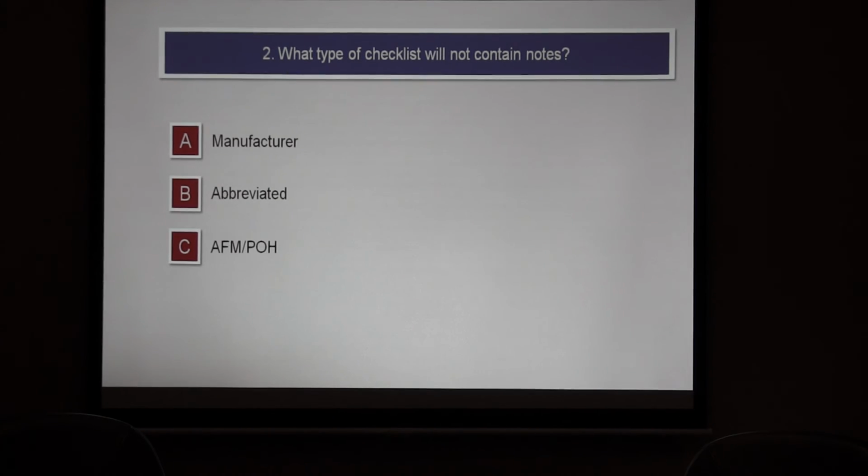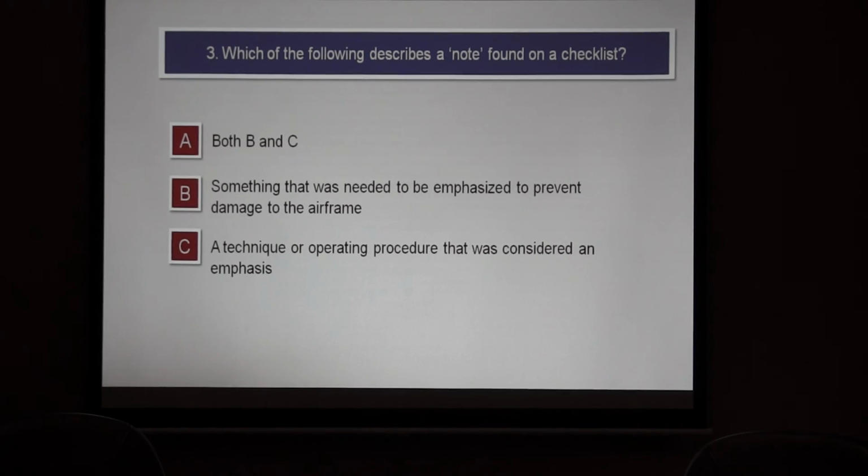What type of checklist will not contain notes? A, manufacturer. B, abbreviated. C, AFM POH. Which of the following describes a note found on a checklist? B, something that was needed to be emphasized to prevent damage to the airframe. C, a technique or operating procedure that was considered an emphasis.